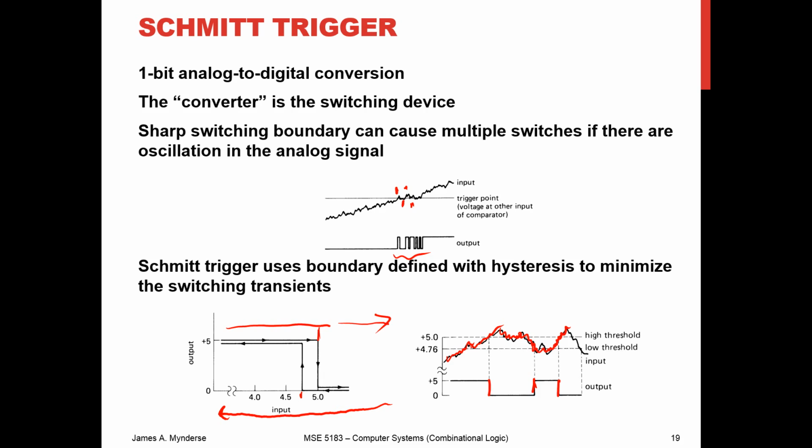Now, sure, if we had some really big noise on our signal, we would still be transitioning back and forth and bouncing. But if we know what the noise is, we can choose an appropriate gap between the thresholds such that we are only changing occasionally, which should help our logic.